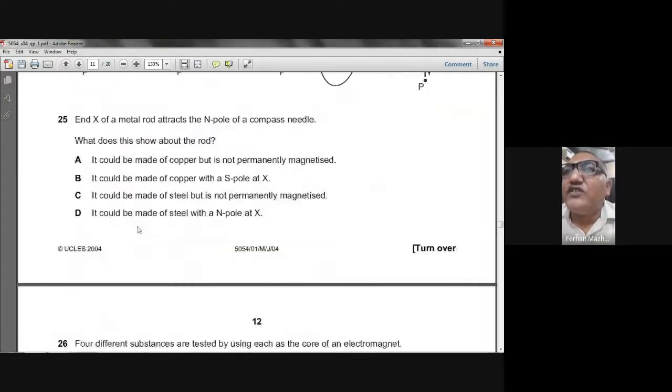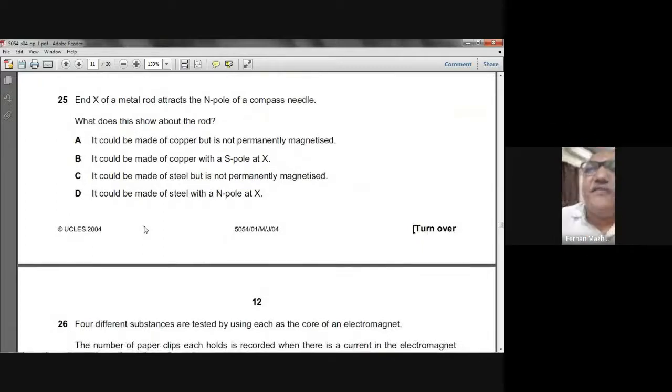Okay, so the next question coming up on your screen, question number 25: end X of a metal rod attracts the N pole of a compass needle. What does this show about the rod? You see, if a rod, its one end, whose name is X, is attracted to the north pole of a compass needle, what does this show? It could be made of copper, but is not permanently magnetized. It cannot be, because copper is not a magnetic material.